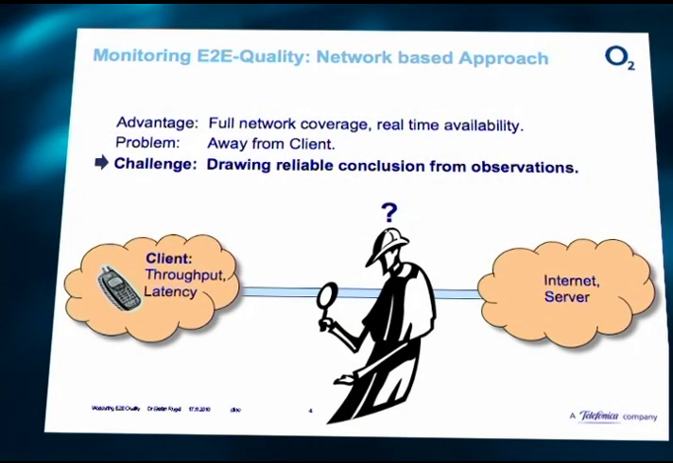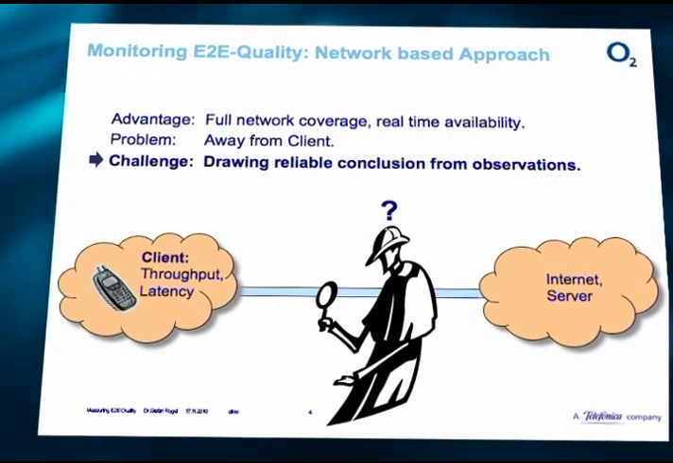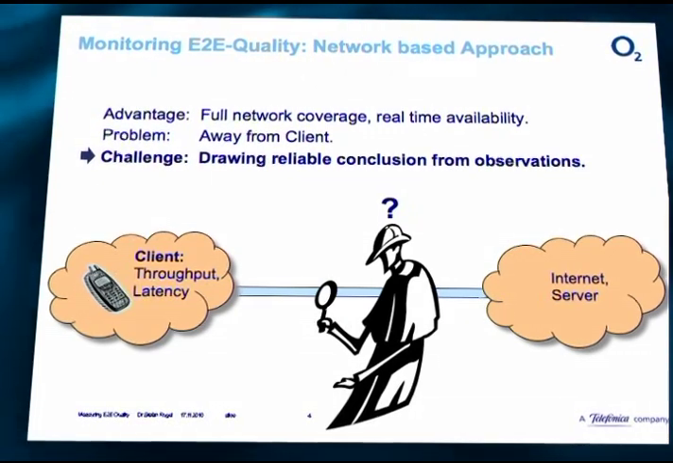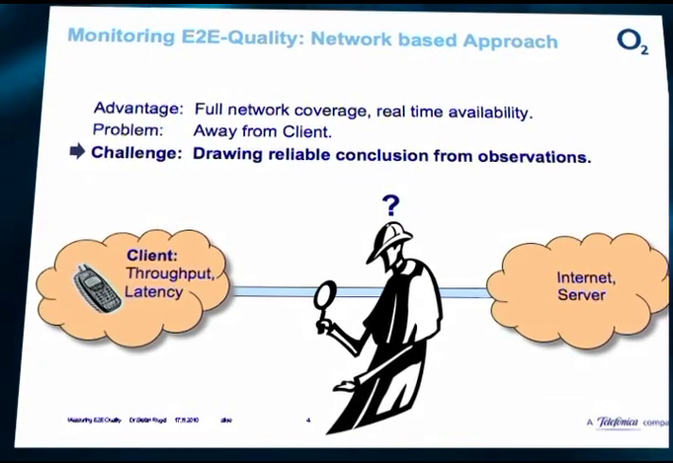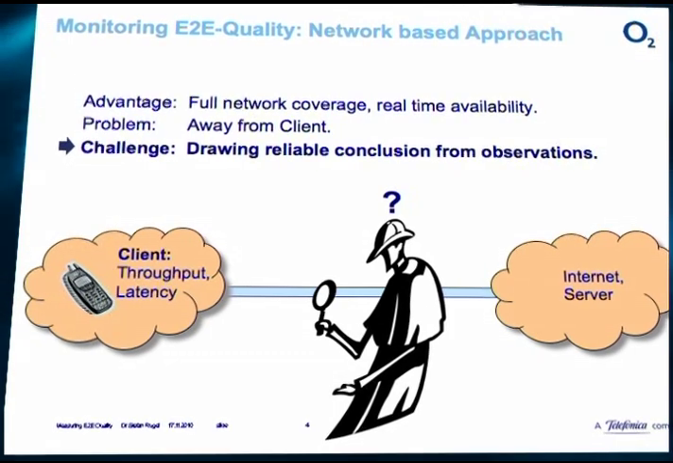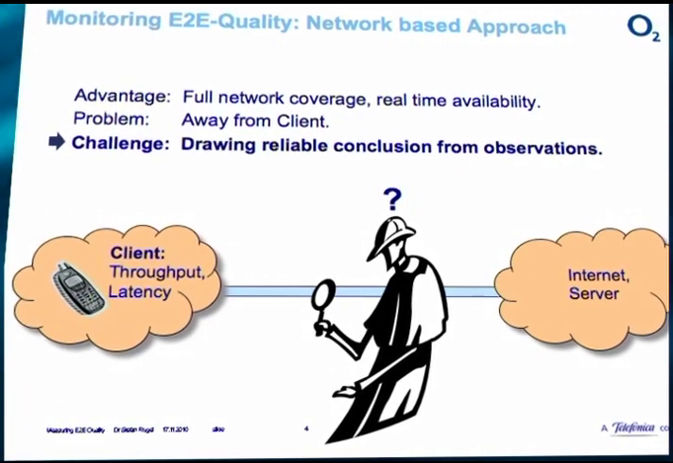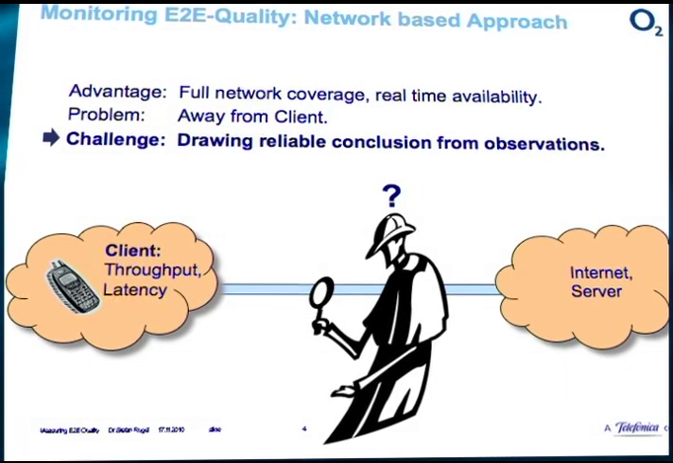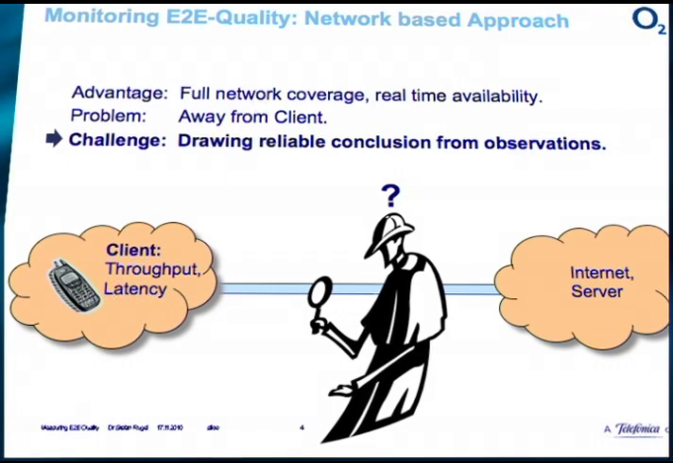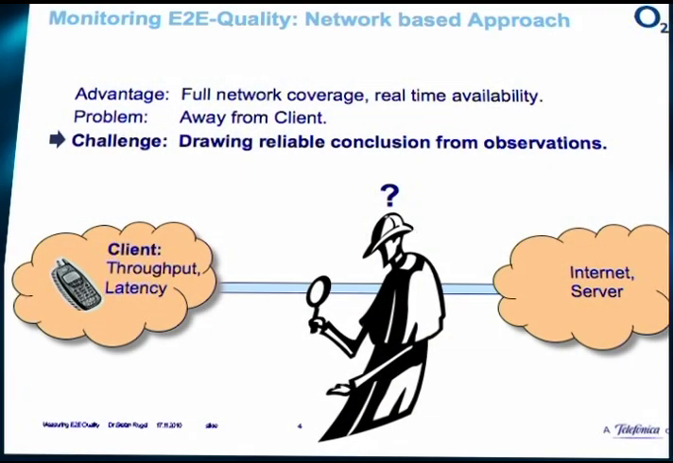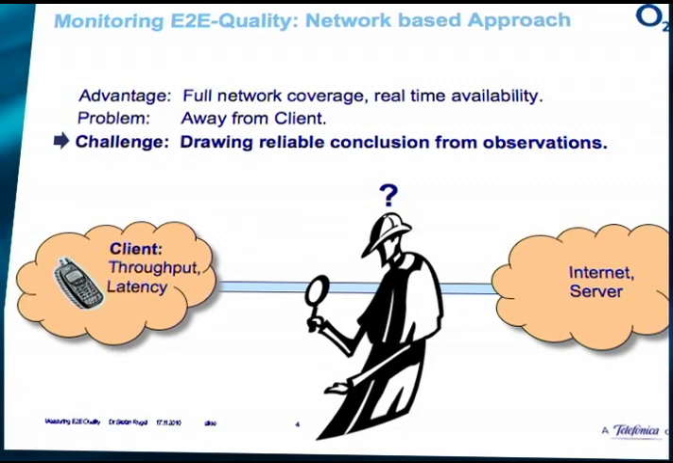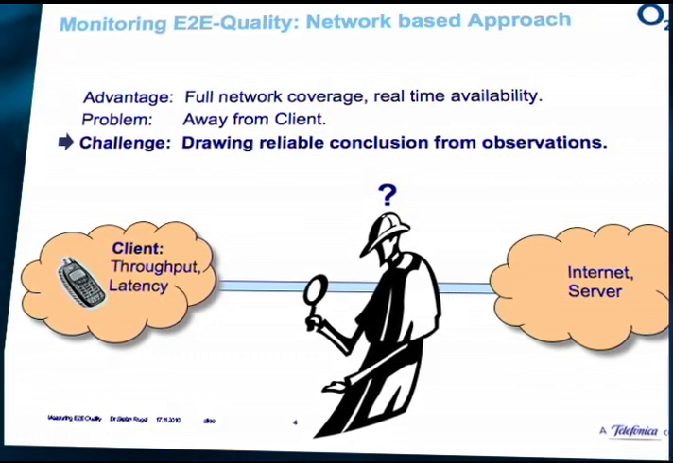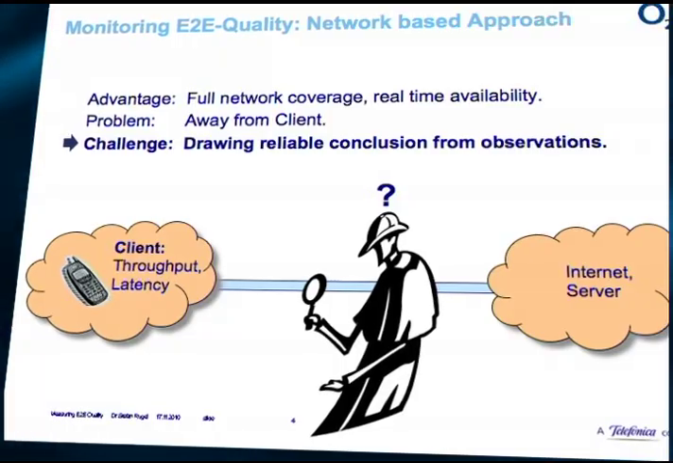What is the general approach we are following here? It's the network-based approach. That means we are looking into the traffic stream observed in the network in order to find out something about what the client is doing, how is throughput and latency he is experiencing. And the advantage of this compared to a device-based method is clearly that we here have full network coverage and we also have real-time availability. But on the other hand, we are a little bit away from clients, so we have the challenge to draw some reliable conclusions out of our observations.